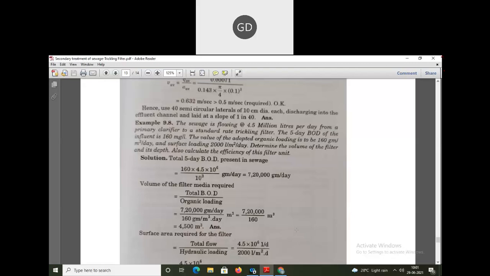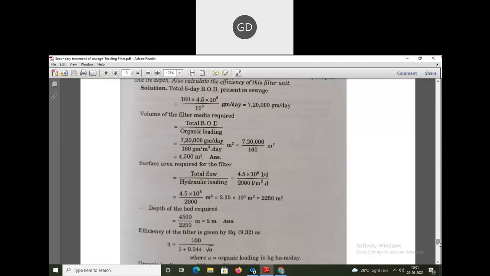Then you have to find out the depth. For finding the depth, you have to know the surface area first. The surface area formula is total flow divided by hydraulic loading. The total flow in the question is given as 4.5 into 10 to the power 6 liters per day, and the hydraulic loading value is also given, that is 2000 liter per meter square per day. If you divide these both, you will get the surface area. Now you can easily find the depth of this bed by volume divided by surface area.